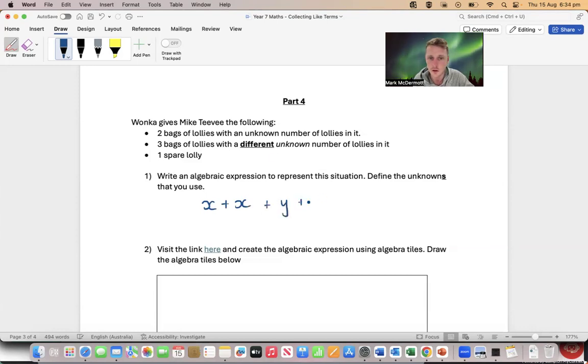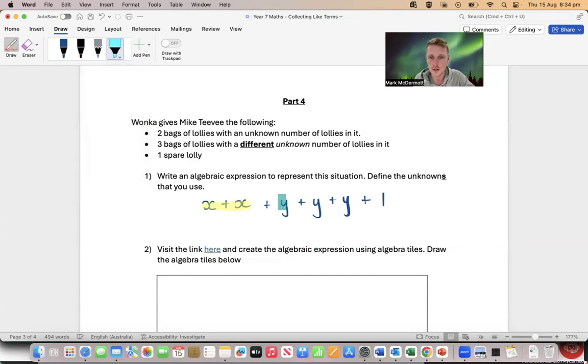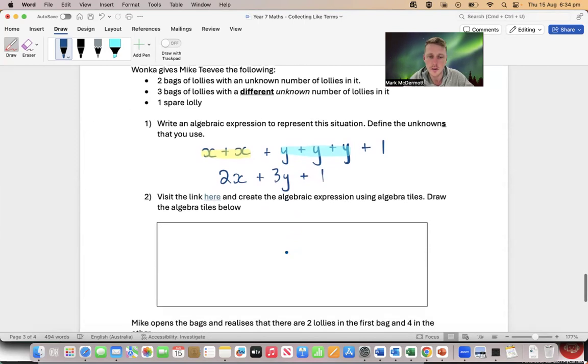3 bags of lollies with a different unknown number. So the different unknown number we can call Y. And there's 3 of them, plus 1 spare lolly. Okay, that's a nightmare to write out, and we can write this a lot more simply by collecting like terms. These are like terms, and these are like terms. So the way we'd write this is, well, X plus X is 2 times X. So we'd write this as 2X. Y plus Y plus Y is 3 groups of Y, so that's 3Y plus 1.